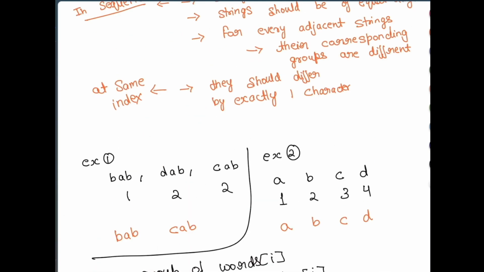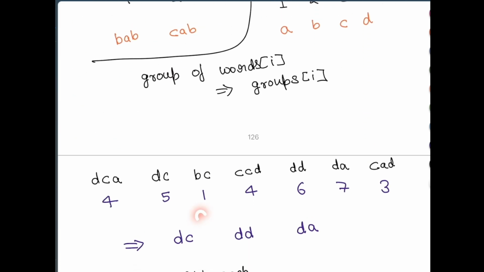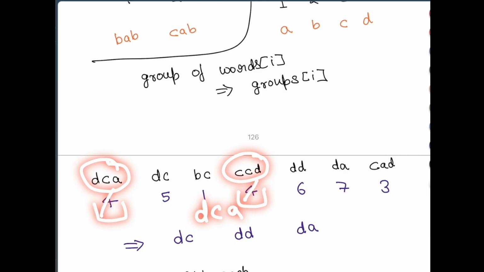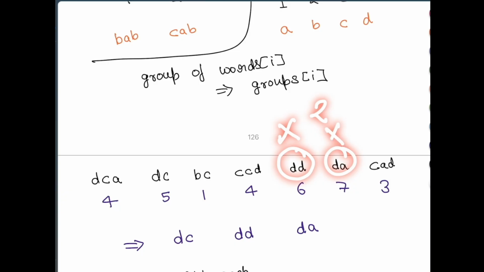But the problem is the next point. For every adjacent strings, their corresponding groups should be different. Now if you say that DCA, the first string, is the part of my answer, then CCD cannot be here because their groups are same. It is 4 and this is also 4. So if you put CCD here, they are adjacent and their groups are same, right? So DCA can be the part of the answer, but not along with CCD, right? So this is not the part of the answer, this is not, and this is also not the part of the answer. This cannot be the part of the answer as well because the length is 2. This cannot be because the length is 2 and the length of DCA is 3.